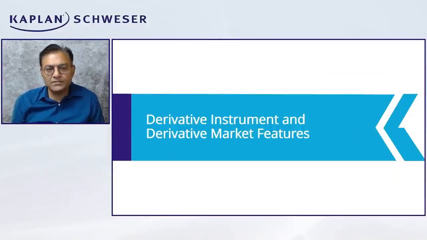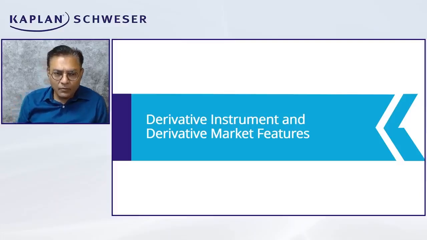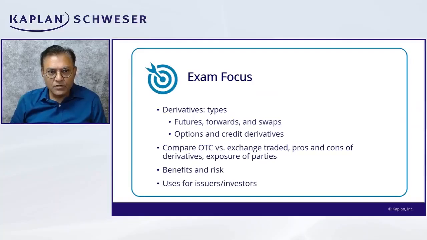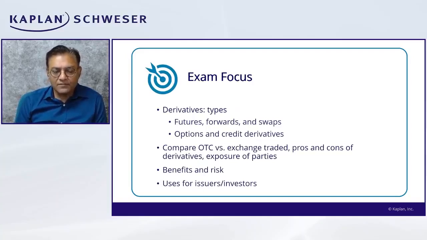My name is Dr. BJ Tolia, and we are going to start out with the basics of different derivative instruments and their uses first. So, the focus for the exam is to understand the different types of derivatives. There are some that are called forward commitments, which are futures, forwards, and swaps, and the other ones are contingent claims, which are options and credit derivatives.